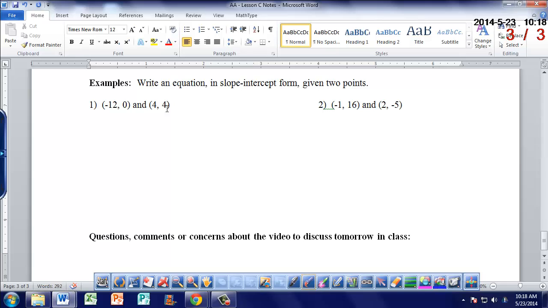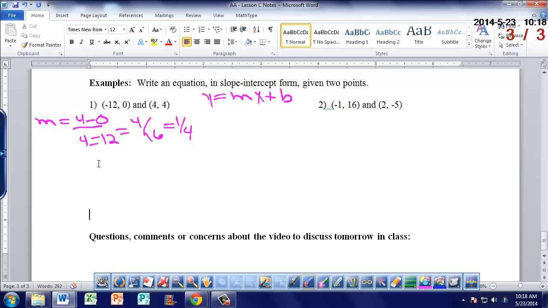Okay? Last set of problems, we have to do the most work to it. Okay, all I have are 2 points. So I don't have m and I don't have b. So we need to do 2 things. We need to find m and find b. So I'm going to do my formula for slope. I'm going to subtract the y's. 4 minus 0. I always start with the second one. It doesn't matter though. You can do 0 minus 4. And then I'm going to do 4 minus -12. So I get 4 over 16, which is 1/4.